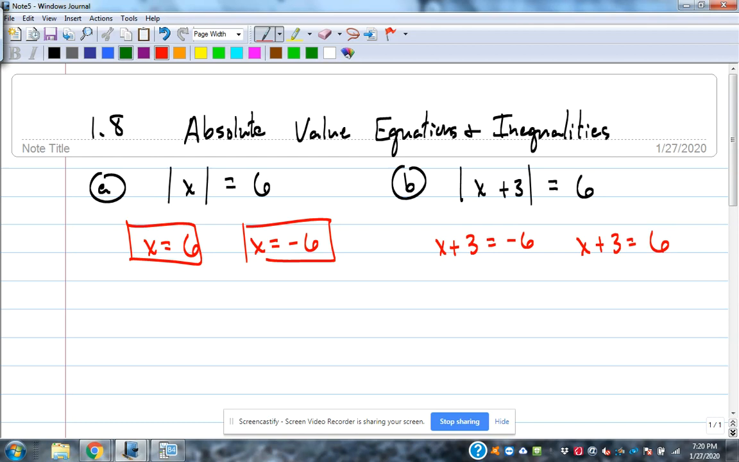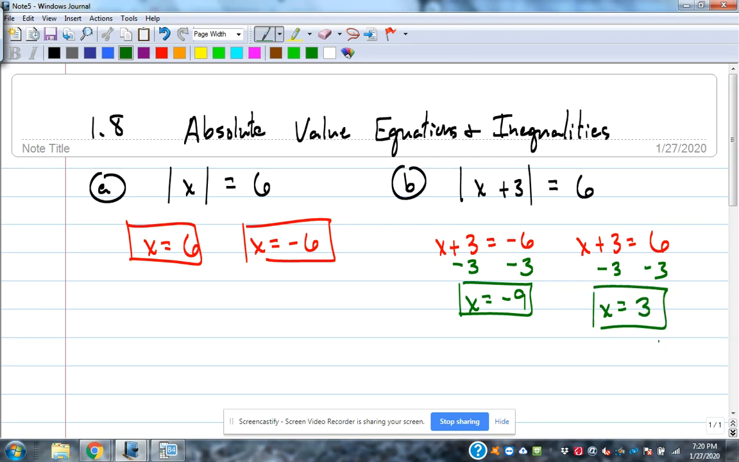So get x by itself on each of those problems. That'll be -9 and +3. If you plug each of those back into the problem, I plug -9 in here. -9 plus 3 is -6. We know the absolute value of -6 is 6, so that will check. It works. Plug 3 in here. 3 plus 3 is 6. The absolute value of 6 is 6. So both of those are valid solutions for that.